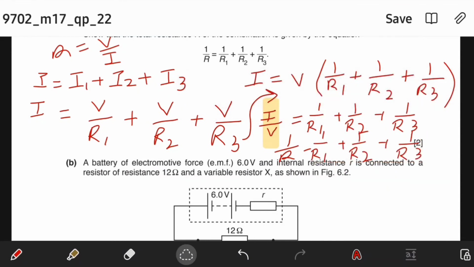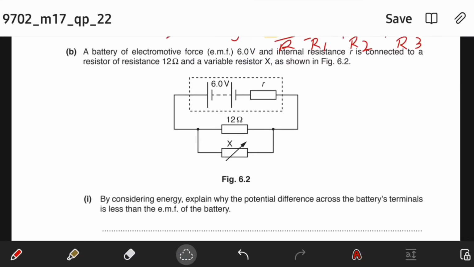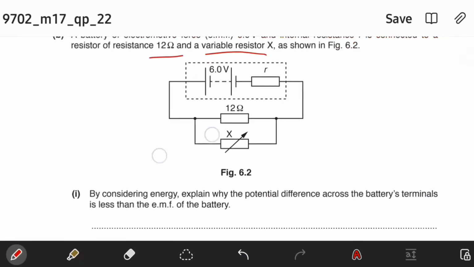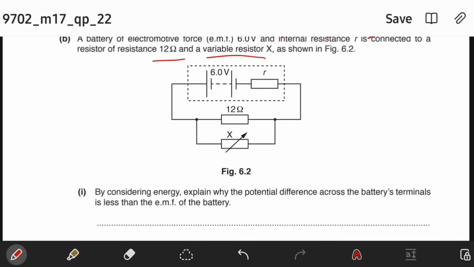There you go, and this is shown. A battery of electromotive force 6 volts and internal resistance R is connected to a resistor of resistance 12 ohms and a variable resistor X. By considering energy, explain why the potential difference across the battery terminals is less than the EMF of the battery. So they're basically asking you the potential difference between these points.